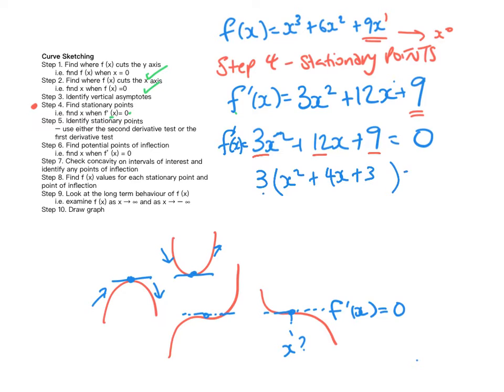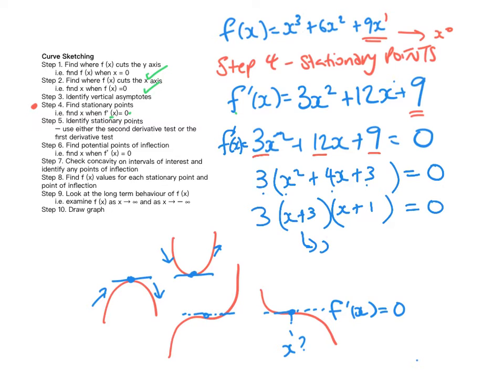Okay, so I've taken the 3 out. It still equals 0. Now, because I have a squared term with no coefficient, I'm hunting now to get it into 2 brackets. So I'm hunting for 2 numbers that multiply to 3 and add to 4. So (x + 3) and (x + 1). So I factorize that now, which helps me to solve it.